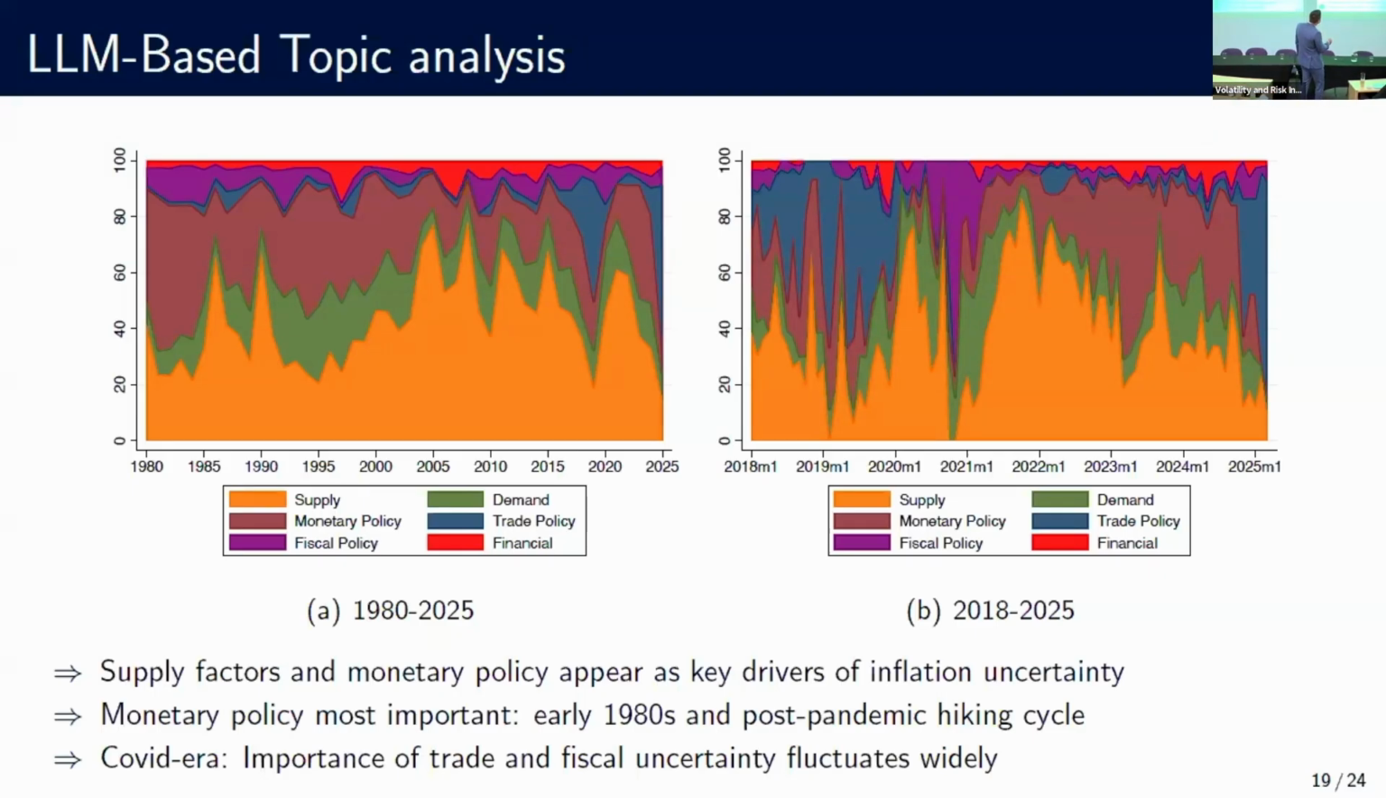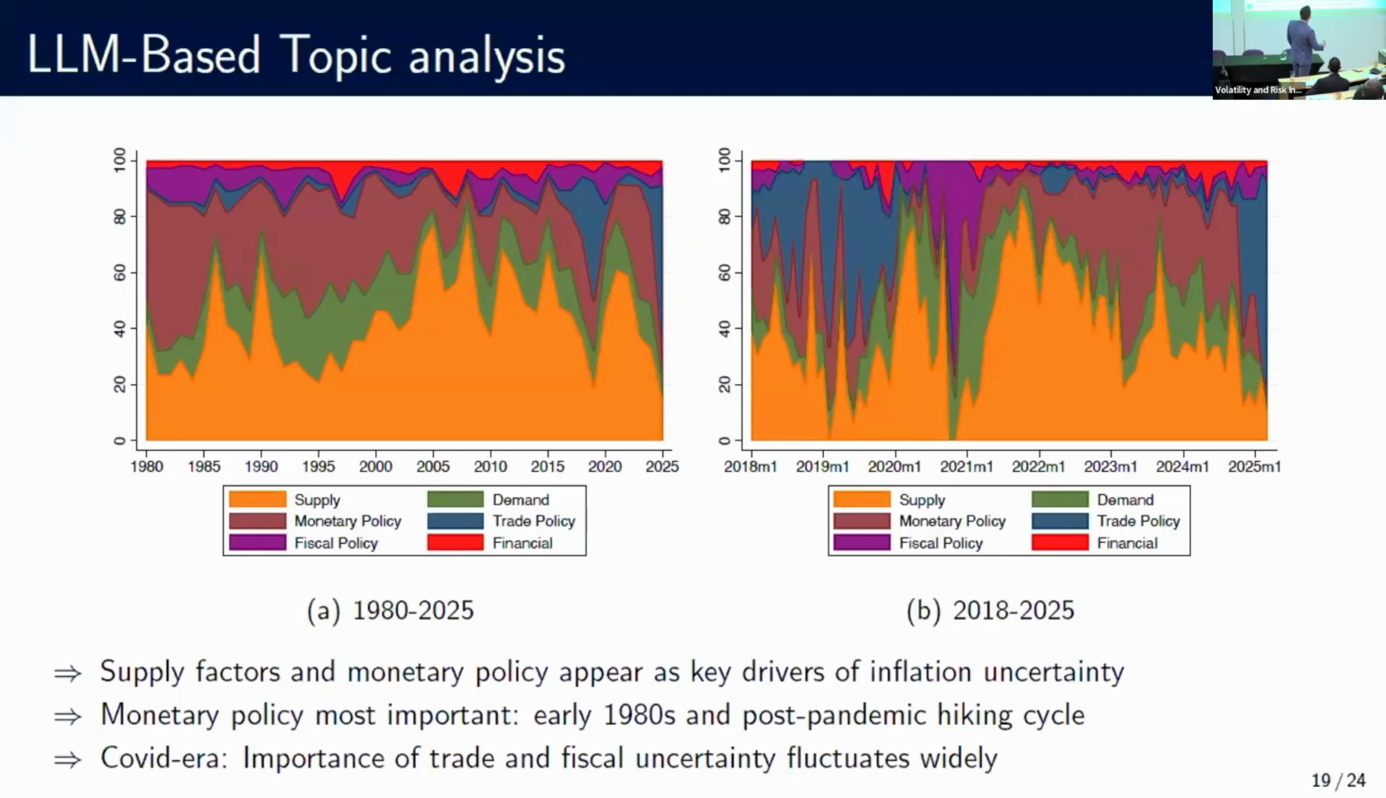There's also a role for demand-based factors. We find pretty little role for fiscal policy and financial factors, though it has shifted more recently if you look at the COVID era. Trade policy became very important pre-COVID. This is essentially the US-China trade war that shows up. You have fiscal policy showing up here after the outbreak of the pandemic.